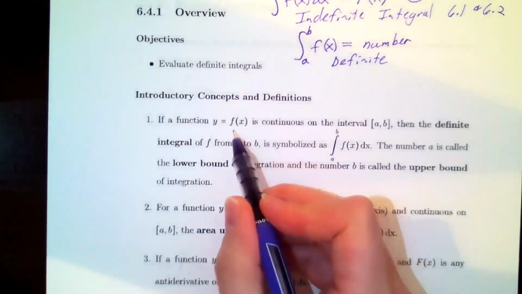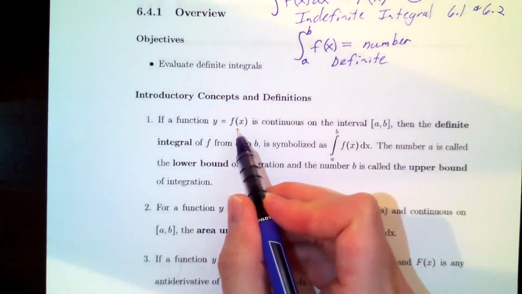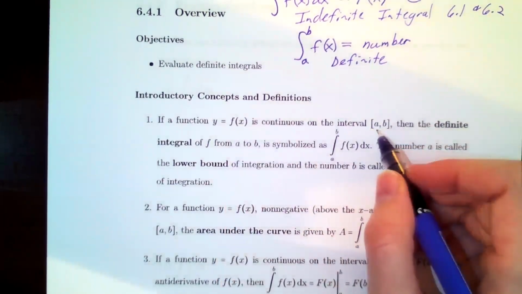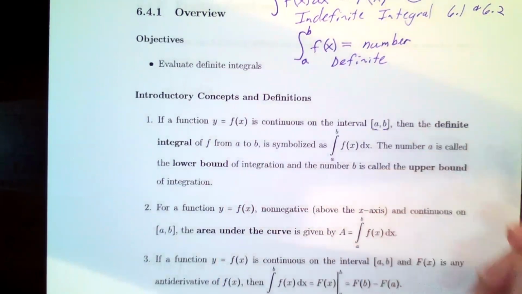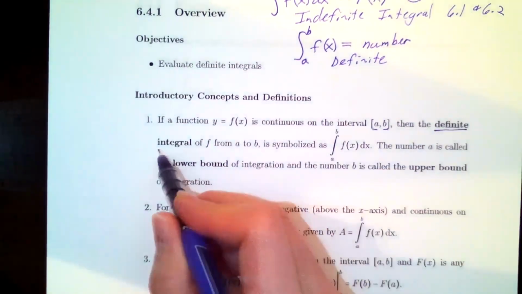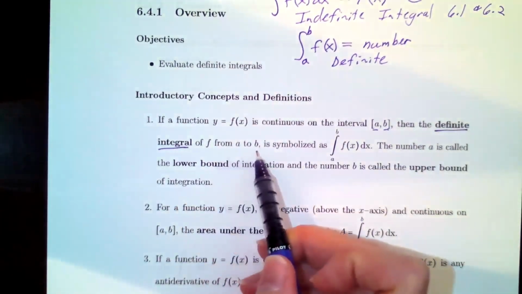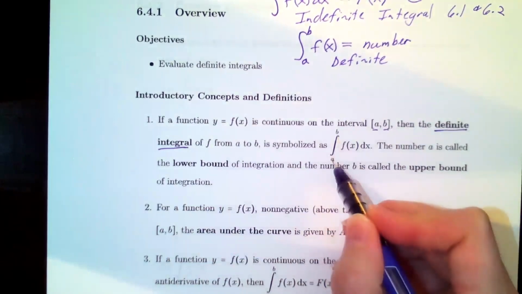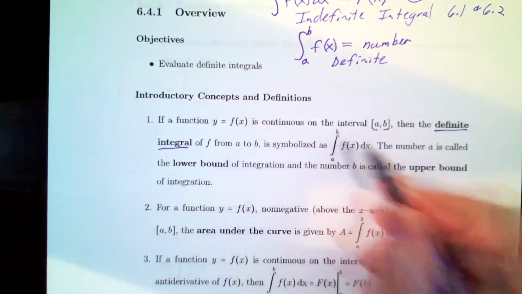If you have a function little f that we're trying to find the integral of, and little f is continuous on an interval a to b, so there's a region of the x-axis where your function is continuous, then we call the definite integral, the thing that we're doing today, from a to b, is this symbol I just drew up above. It's this little integration symbol with an a and b on it.